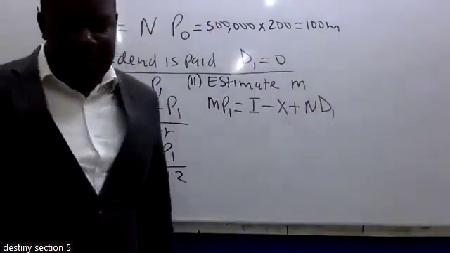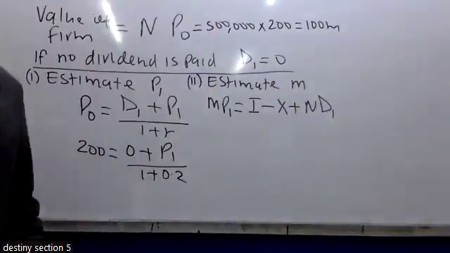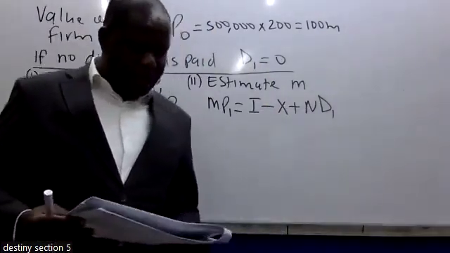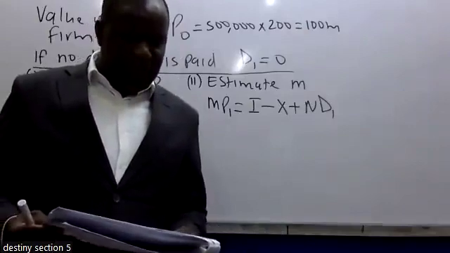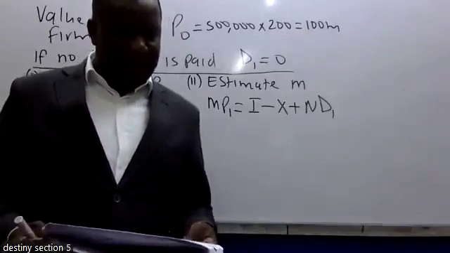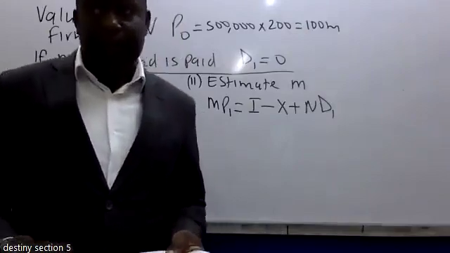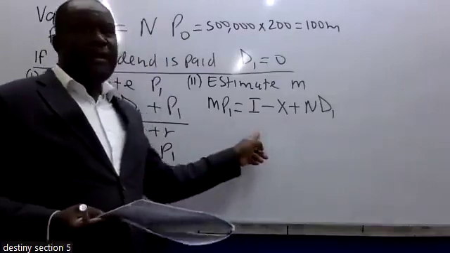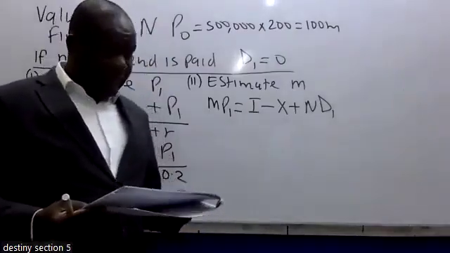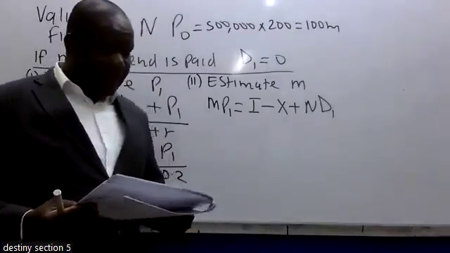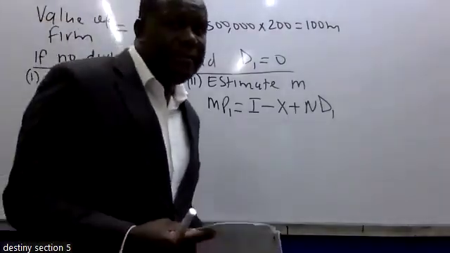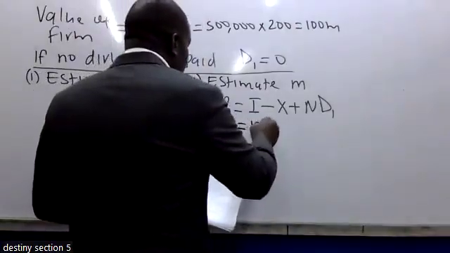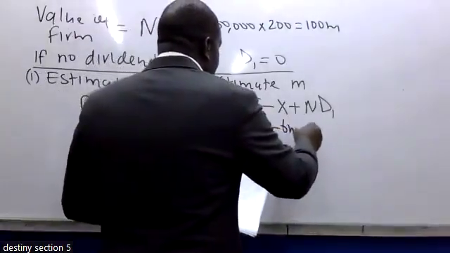So I want you to go back to the question. When you check through the question, what are we given as the expected available investment proposals estimated to require? You can see the 12 million. That is our I, investment. Then X is the net income. The company's expected net income is how much? 6 million. So it will be 12 million minus 6 million.